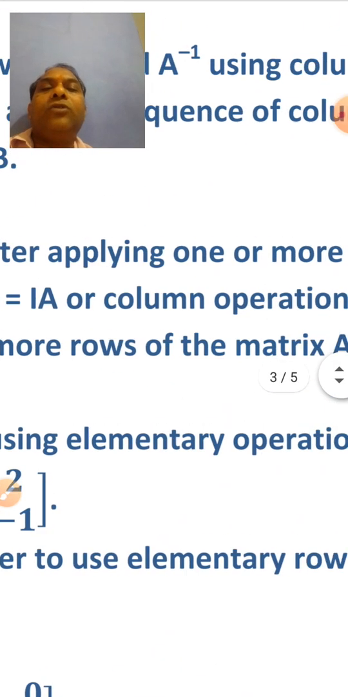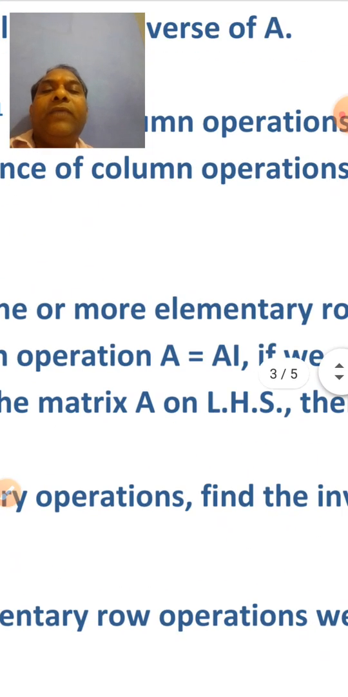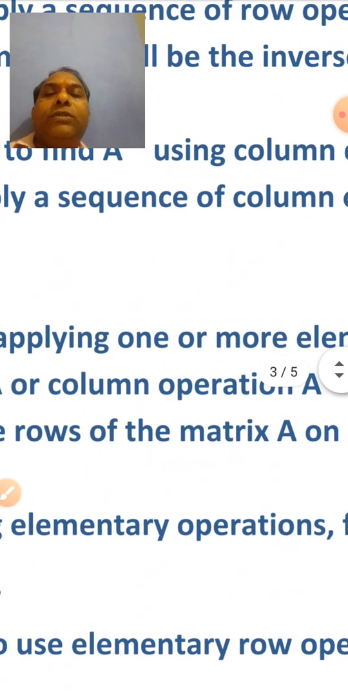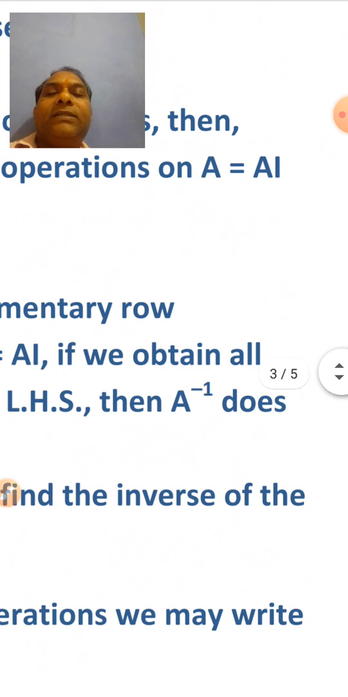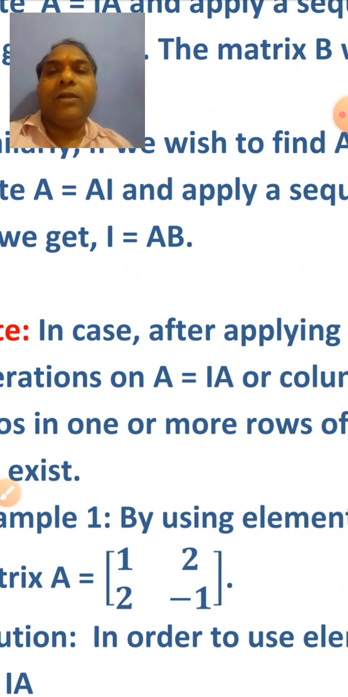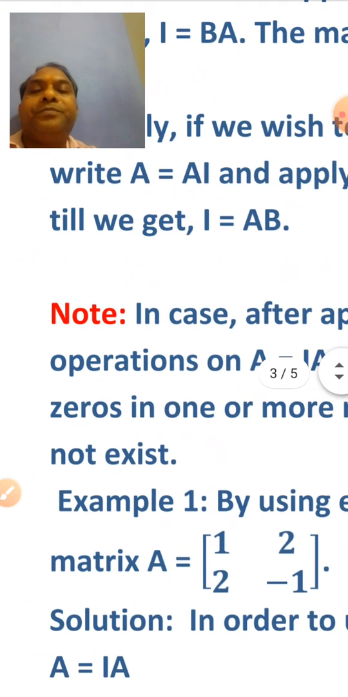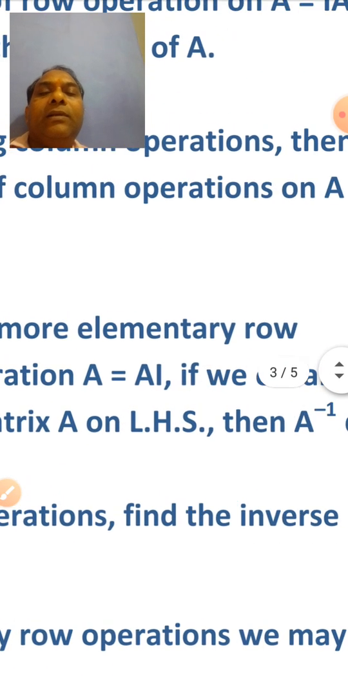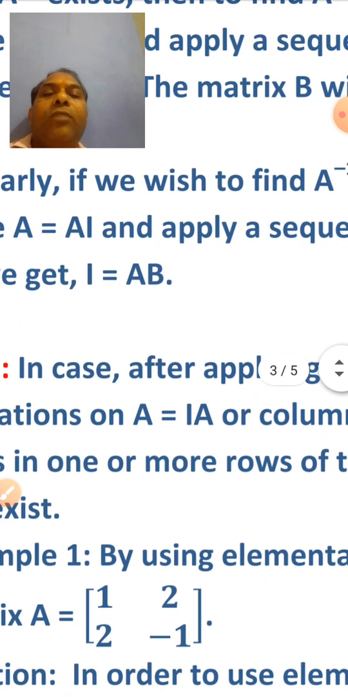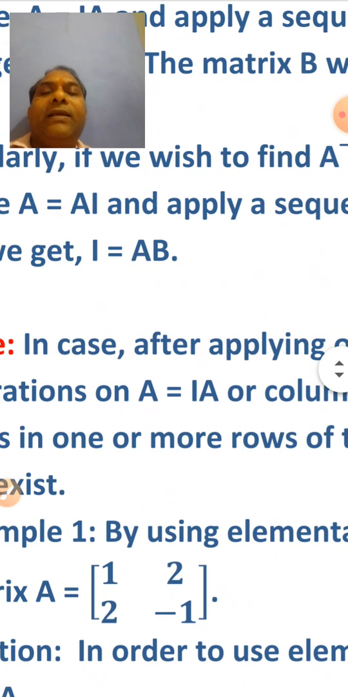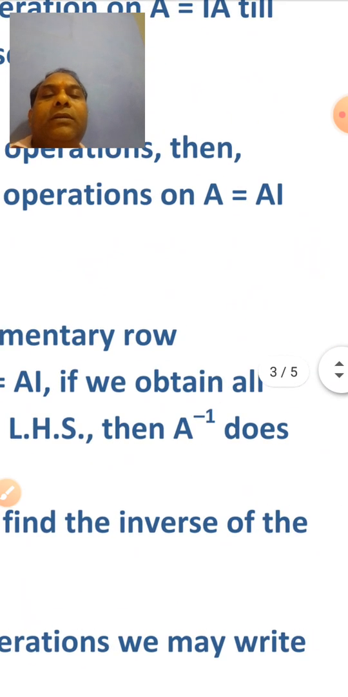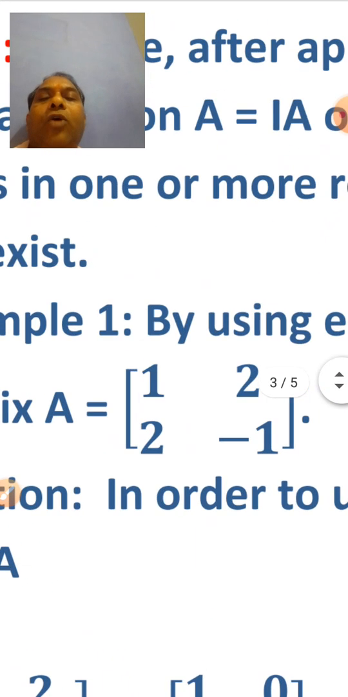And also one thing, if we obtain all zeros in one or more rows of the matrix A on LHS, then A inverse does not exist. It means by operating row or column elementary operation, if we obtain all zeros in one or more rows of the matrix A, then A inverse does not exist. Clear? Now, see the example.